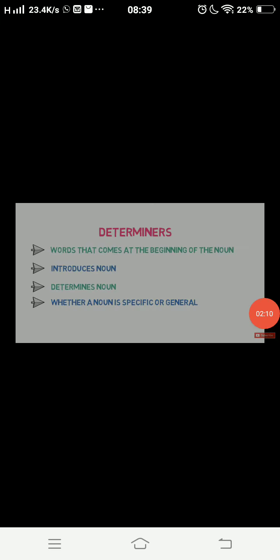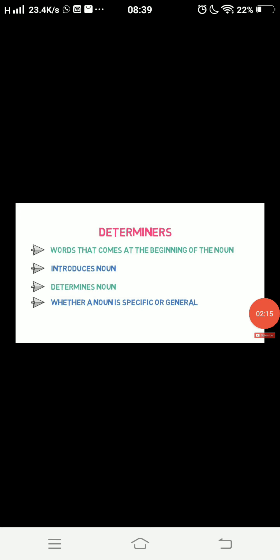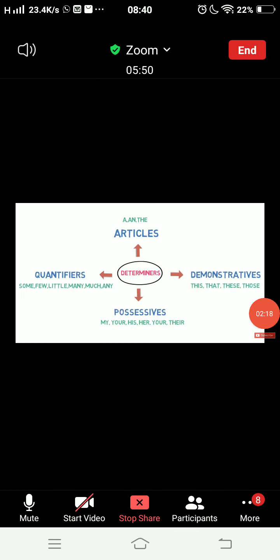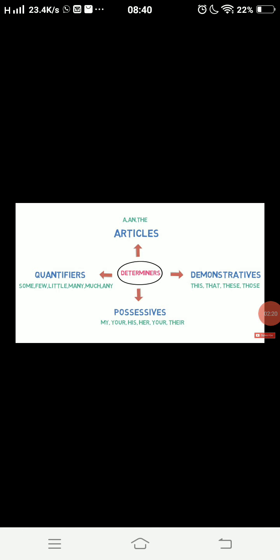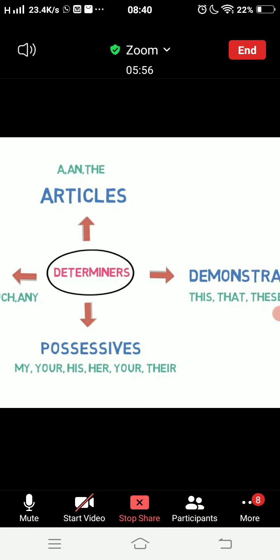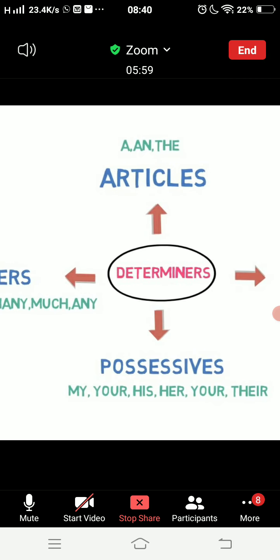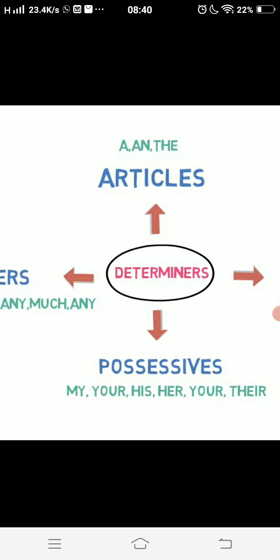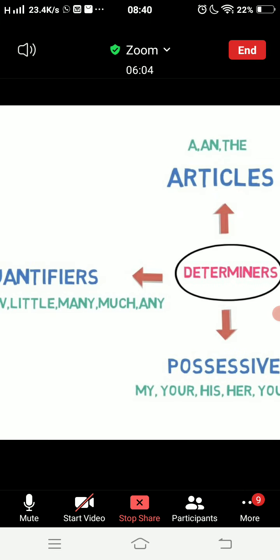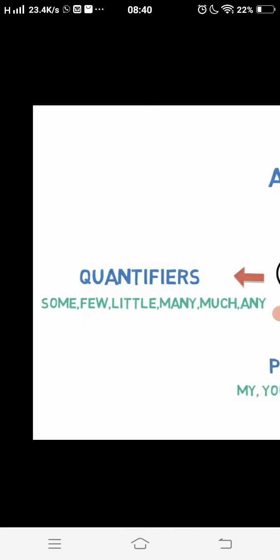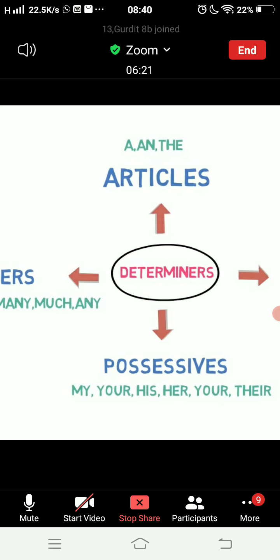Now I'm going to move to the next slide. You jot down this content afterwards. See, basically determiners have four kinds. First we have articles, a and the. These articles will be taught to you today again. After that we have quantifiers like some, few, little, many, much. There are so many quantifiers: each, every, either, neither, much, many, little, a little, the little, few, a few, the few, lesser, fewer. All these come into the category of quantifiers.